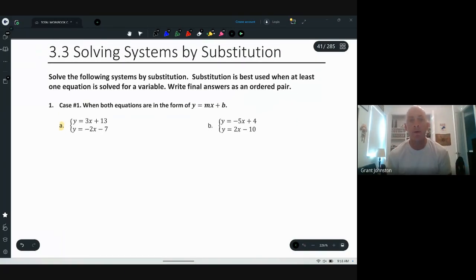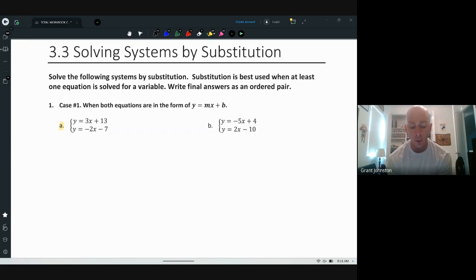Solving systems by substitution. I'm going to do one of each case, and hopefully that's going to be enough. It says solve the following systems by substitution. And this is a little comment here: substitution is best used when at least one equation is solved for a variable. And it says write final answers as an ordered pair. So let's just jump into it.